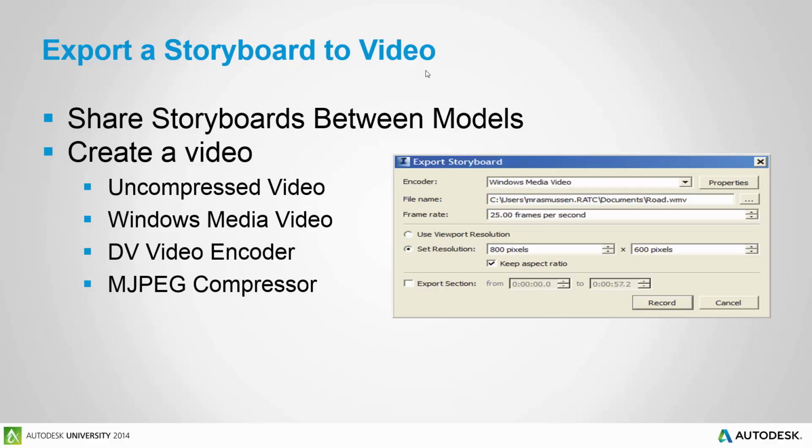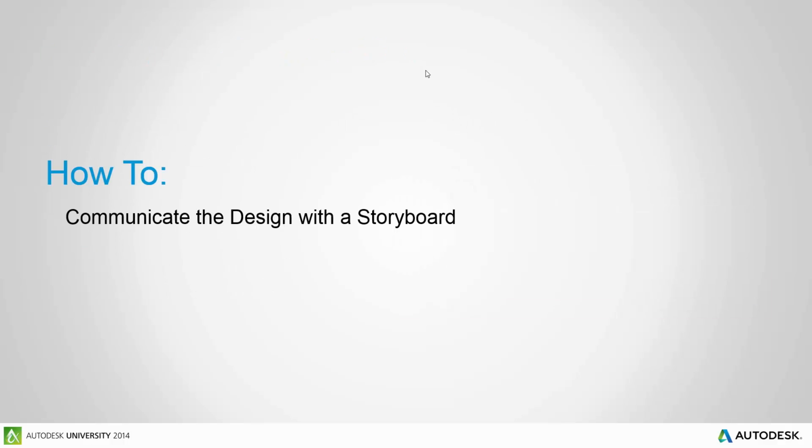You can use compressed videos, Windows Media Video, the DV video encoder, MJPEG processors. There's a lot of different ways you can export that to video, and different video types you can export to. So let's actually take a look in the software at how we can communicate the design using visual images like snapshots and renderings, as well as create some storyboards.